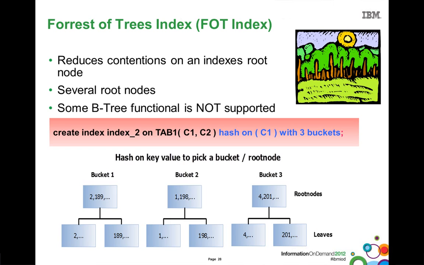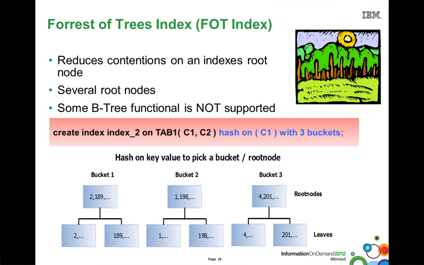Some B-tree functionality is not supported. When you hash on C1, C2, you're really looking for equality operations on the item you hash on. So greater than and less than and things like that won't come into play here. You need to use the equality predicate on the column you are hashing on. And all of the utilities have been updated.